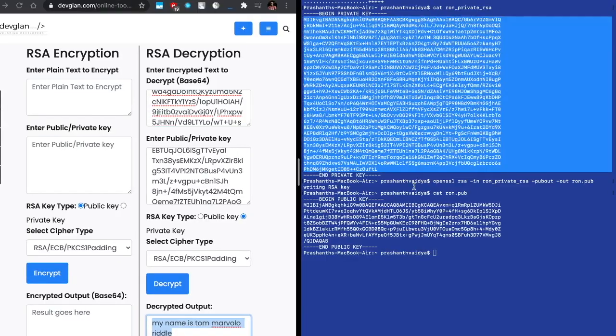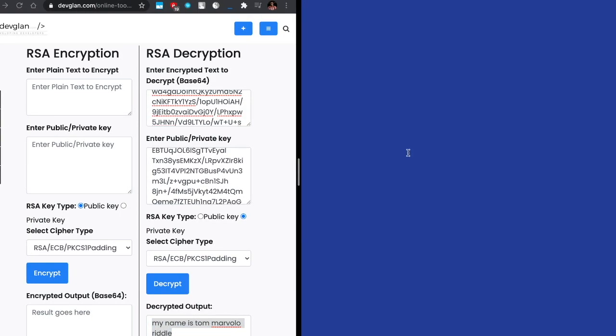Let me just use OpenSSL to basically generate my private key. So, OpenSSL. This is the command genrsa, and this will generate my private key, and this will be 2048 bits. So let me just try printing that out. Ron private RSA.